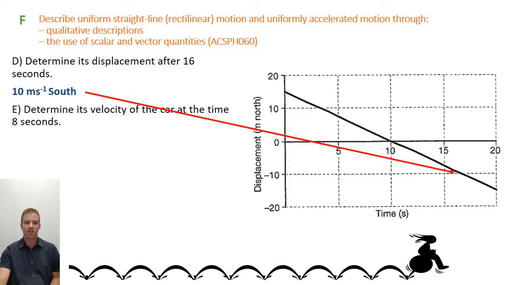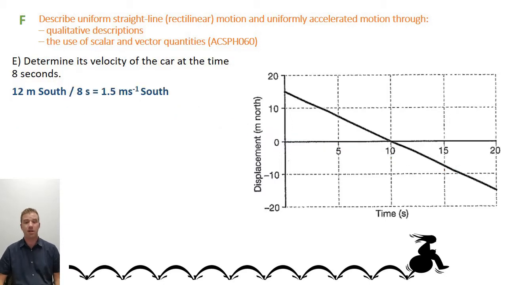All right, the last question here, and we're looking at determine the velocity of the car at the time of 8 seconds. Again, it's all by interpretation. So I'm saying here that it's traveled 12 meters south in this time over 8 seconds, which is given to us. And my final answer is 1.5 meters per second south, because it's a vector quantity.